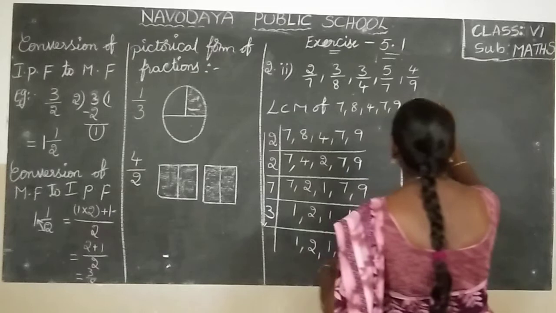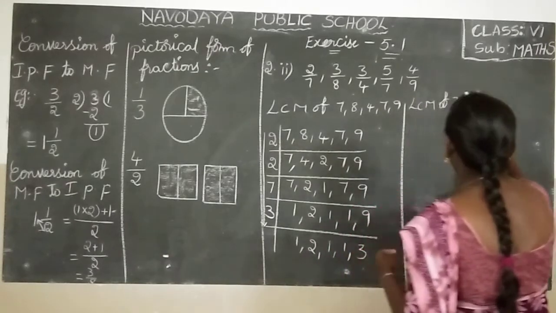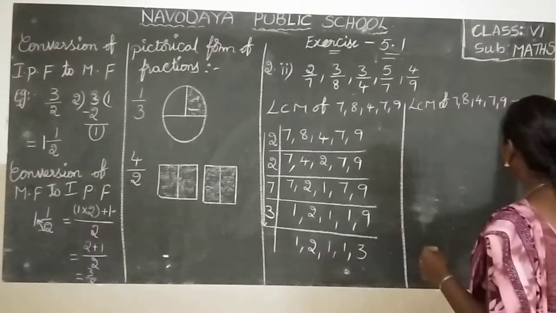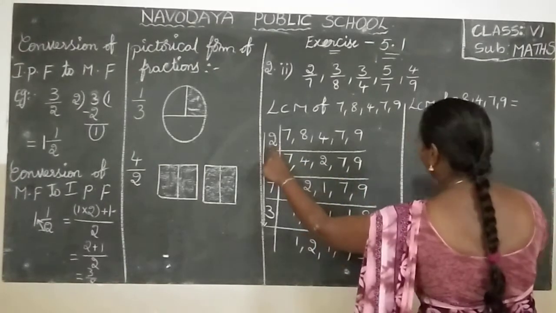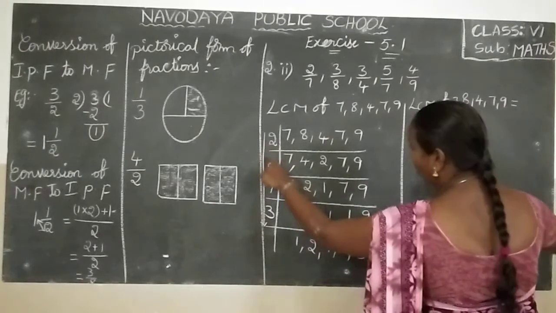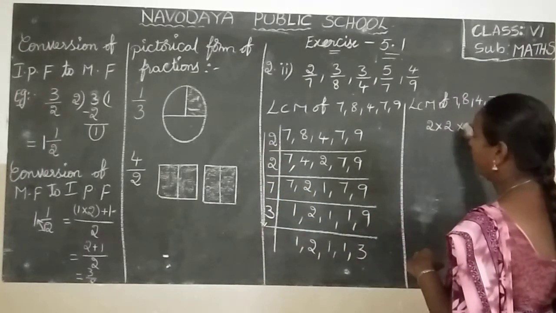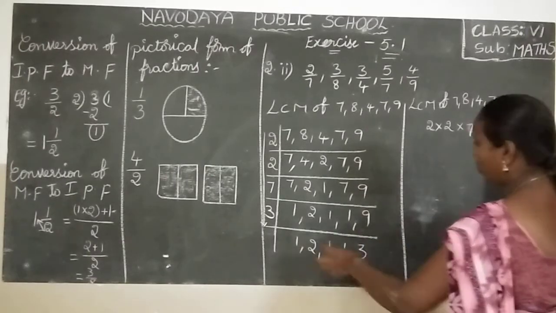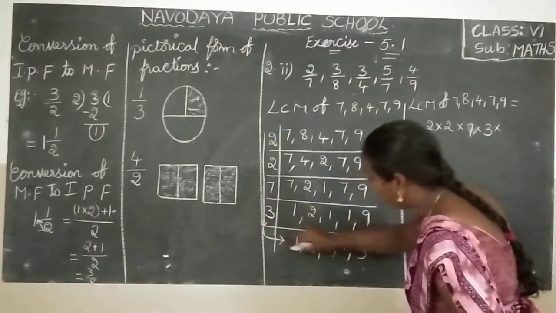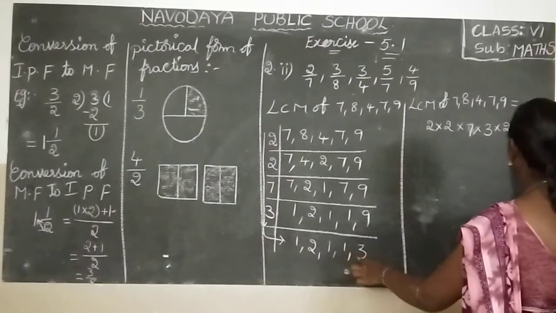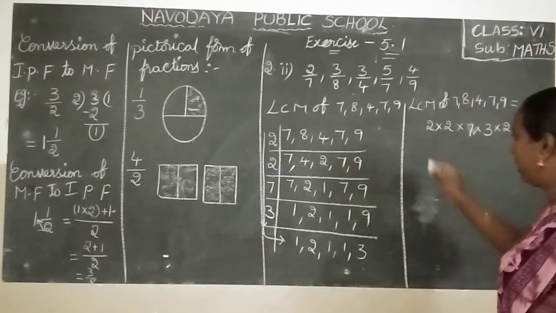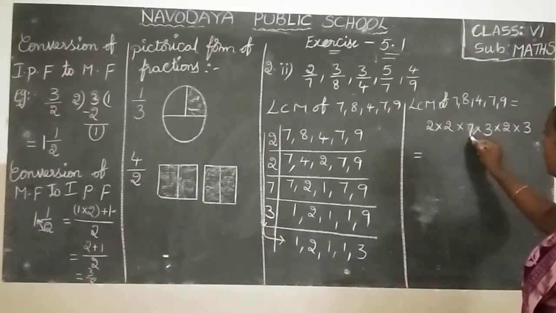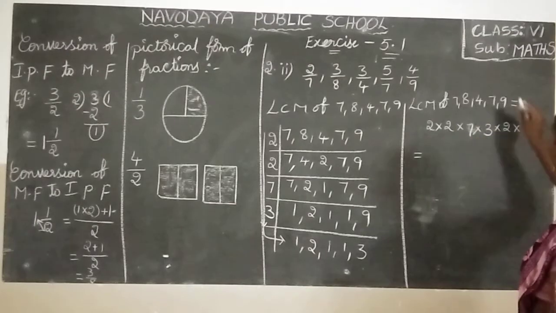So the LCM of 7, 8, 4, 7, 9 equals to, how to write this one? We have to multiply all these numbers: 2 into 2 into 7 into 3 into 2 into 3. No need to take the 1. So that equals 2 2s are 4, 4 7s are 28, 28 into 3.